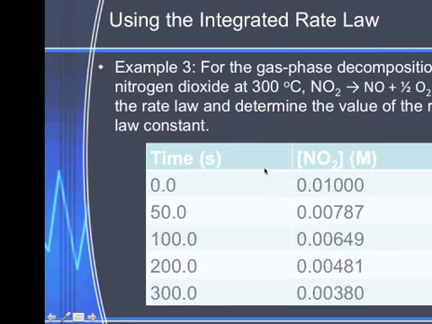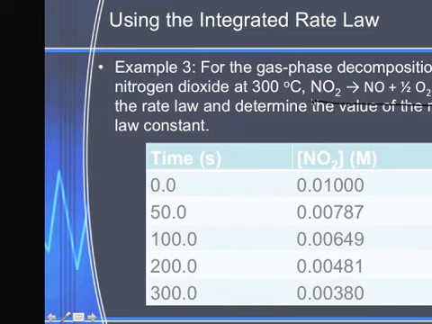Here's an example, the integrated rate law. In example 3, we see for this gas phase decomposition, here's our reaction. NO2, nitrogen dioxide, is turning into nitrogen monoxide and oxygen. We want to write the rate law and determine the value of the rate law constant.